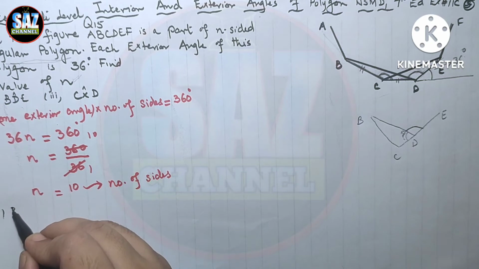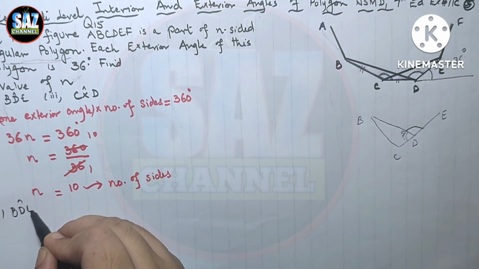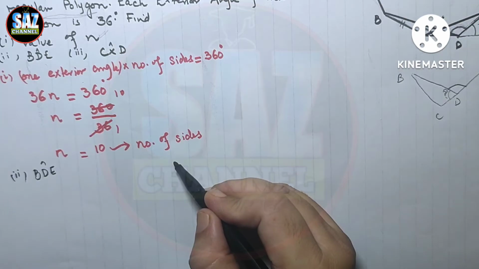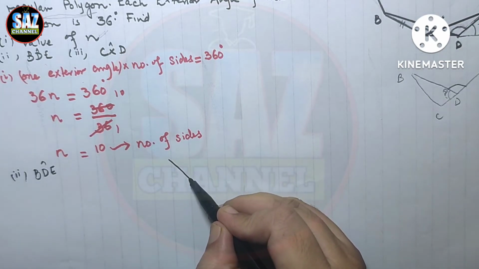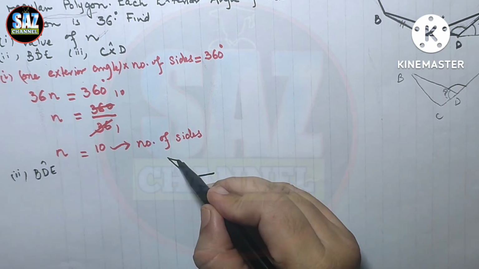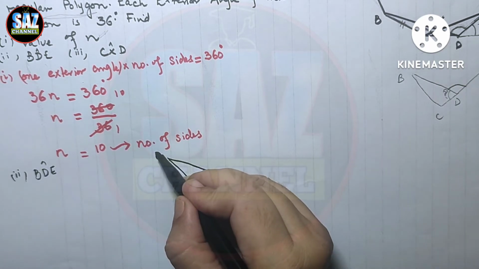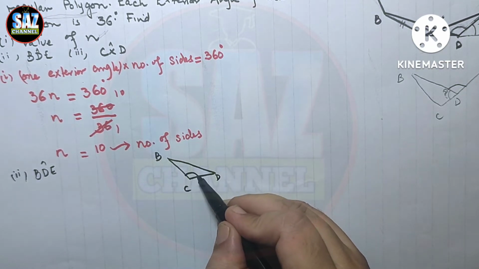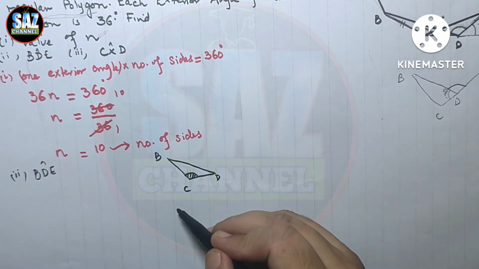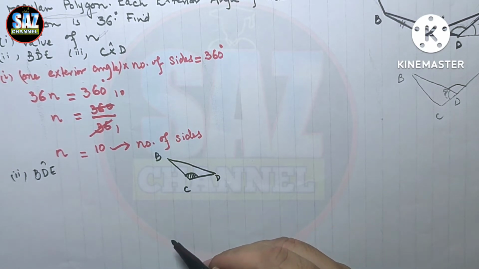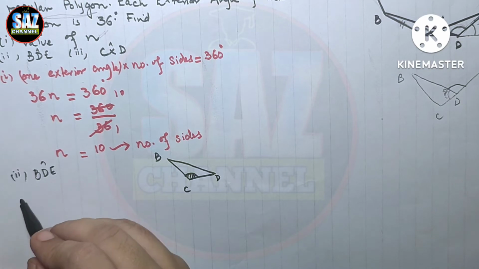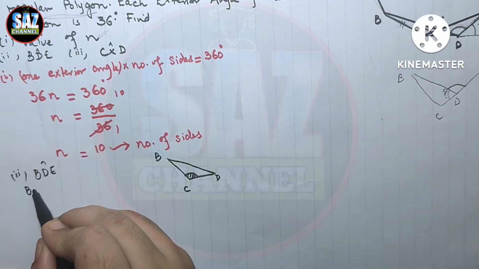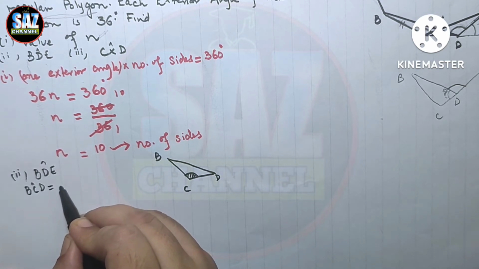BDE. So students, in order to find BDE, which angle am I going to find first? For all of it, I have to take triangle BCD, and I have to find one interior angle of this triangle. So angle BCD will be equal to what?